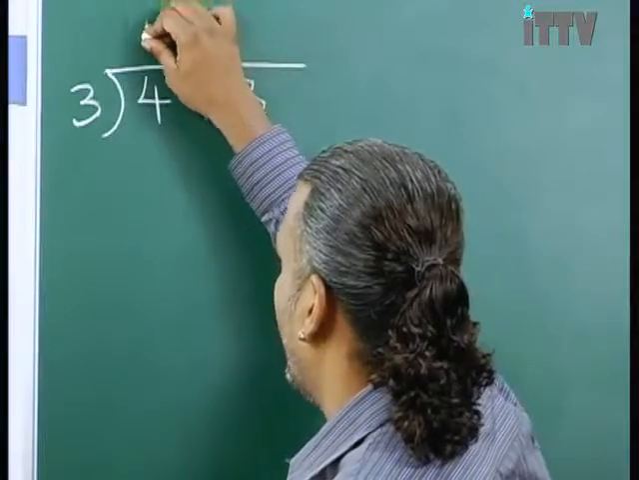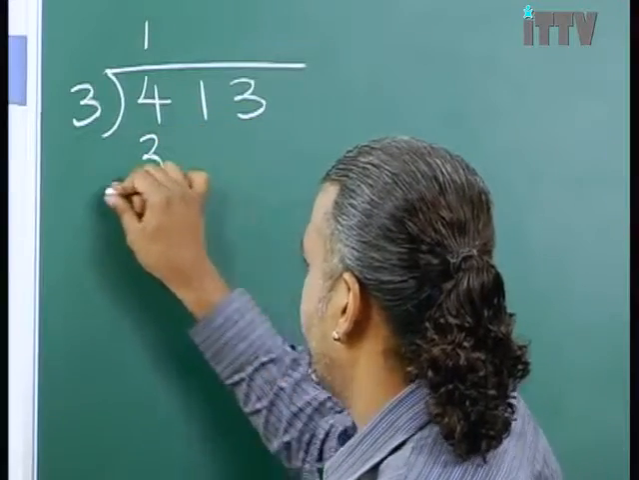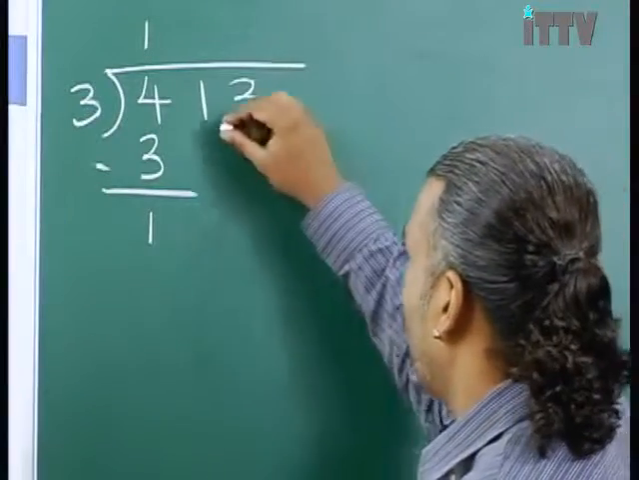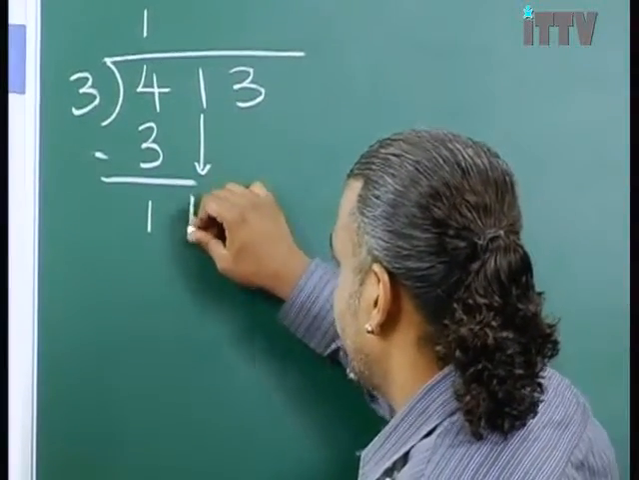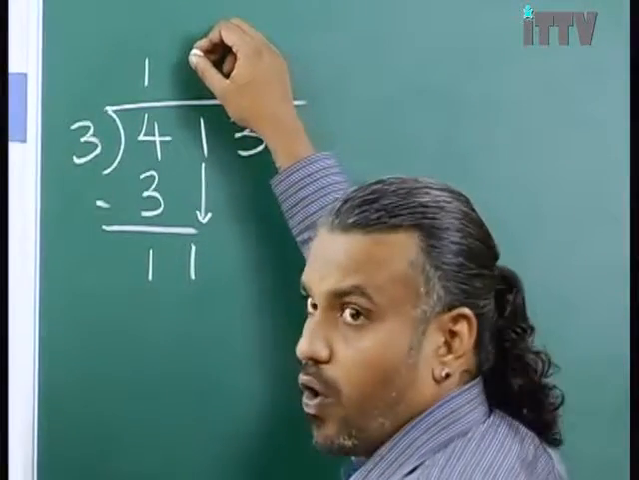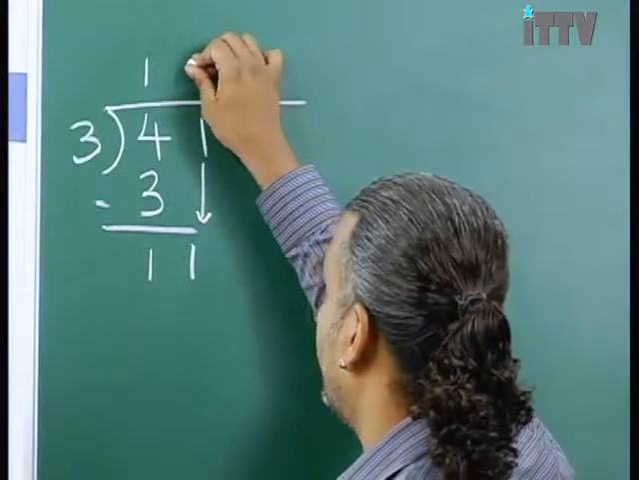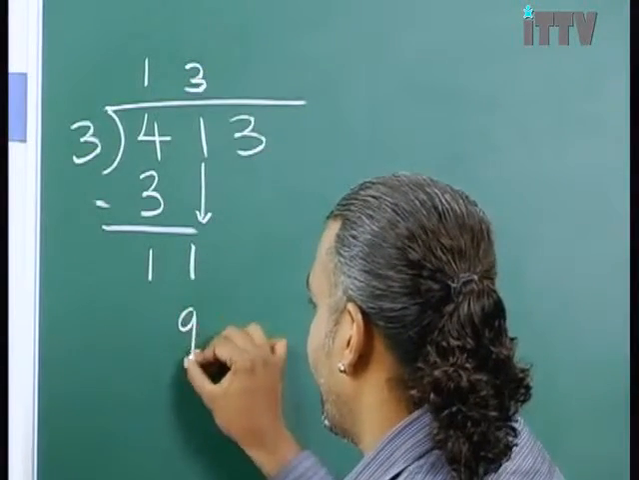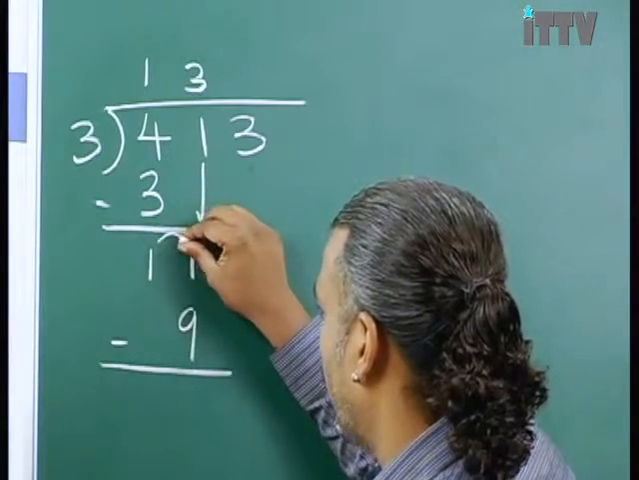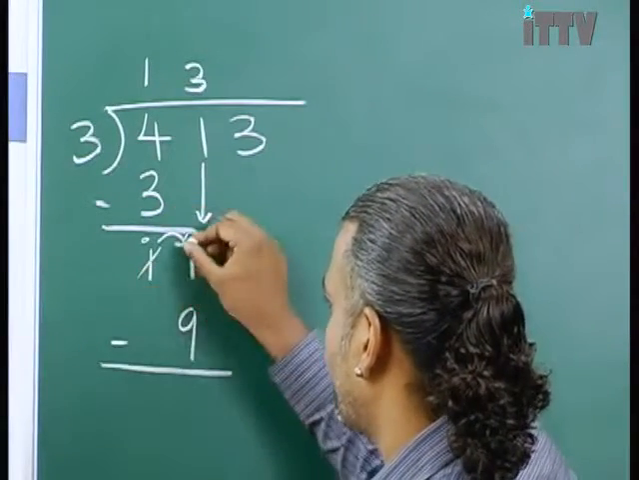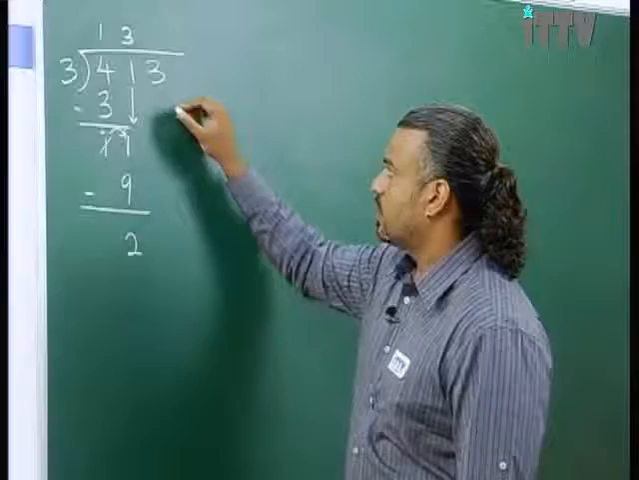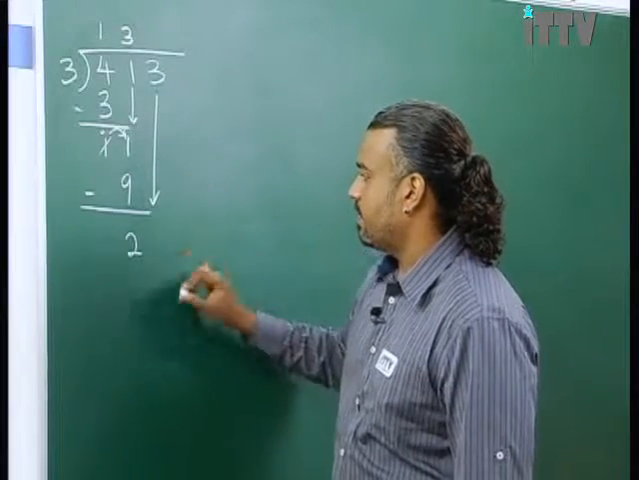3 multiplied by 1 is 3. Now when we subtract, we get a remainder 1. We bring down 1 over here, 11. 3 multiplied by 4 already overshoots, isn't it? So 3 multiplied by 3, 9. We will end up getting, we borrow 1. So 2, 3 is brought over.